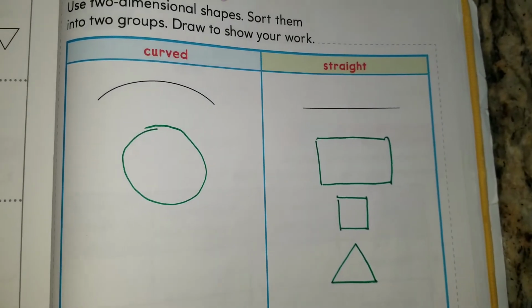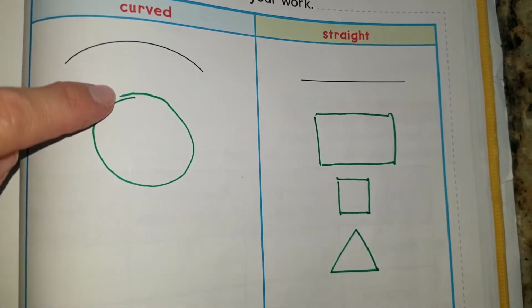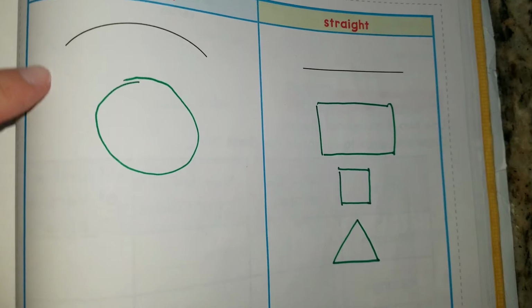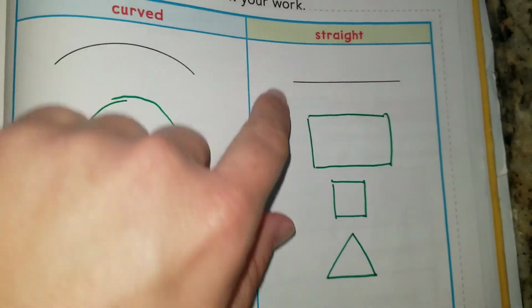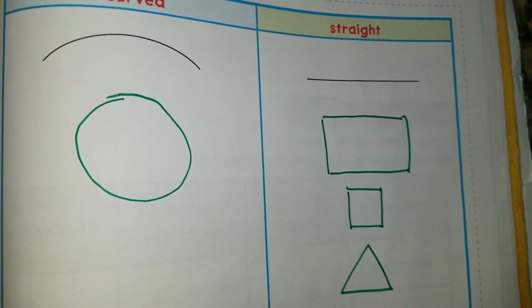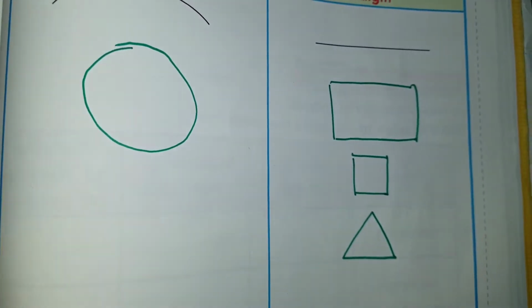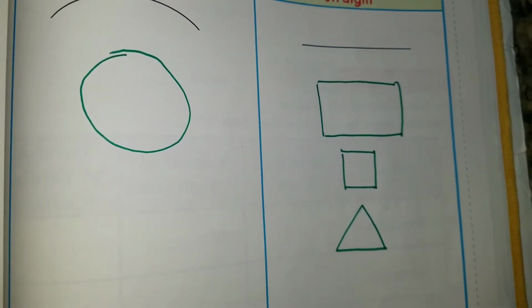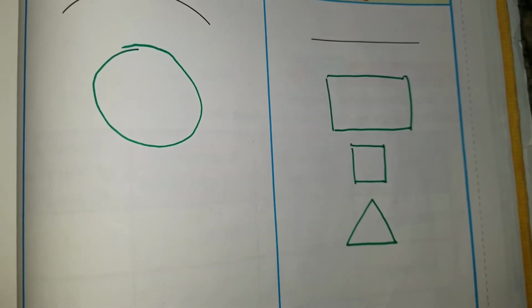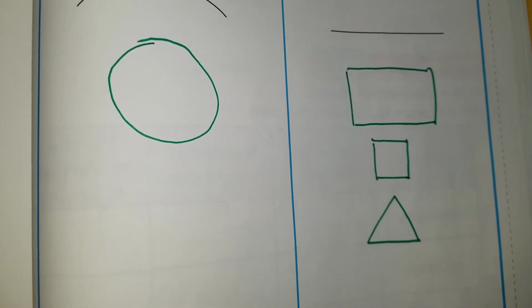All right, I'm gonna try to get everything on the screen. So we have a circle. It's made out of a curved, endless line, una línea curva que no termina. We have the shapes that are made out of straight lines. Las figuras que están hechas de líneas rectas. We have the rectangle, the square, and the triangle. If you need some time to draw these shapes, you can pause the video and then continue.